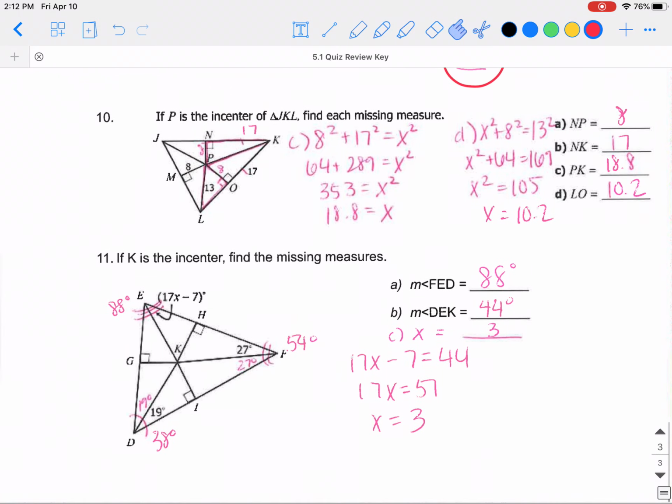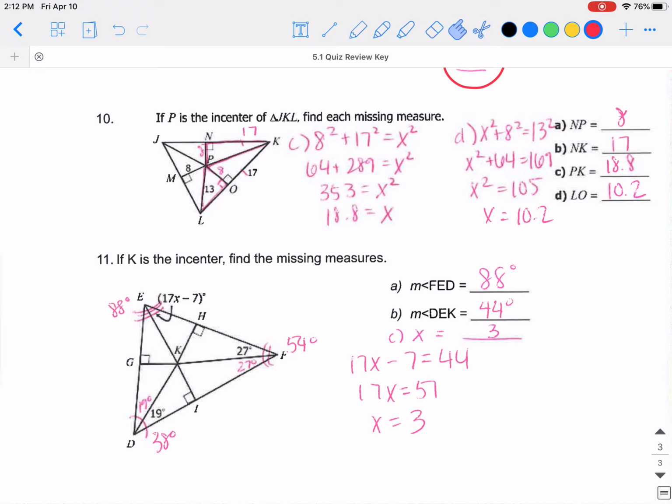For number 10, P is the incenter. So incenter means we have angle bisectors. If P is the incenter of triangle JKL, find each missing measure. And for the incenter now, from the incenter to each of our sides are congruent. So if PM is 8, PN is also 8, and PO is 8. Also, your segments on opposite sides of the vertices are congruent. So if KO is 17, NK is also 17.